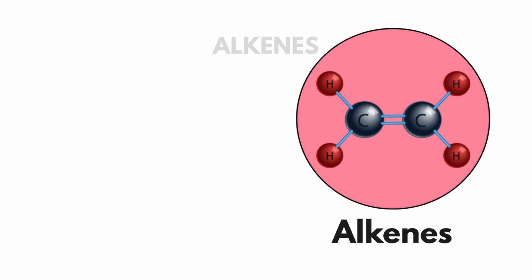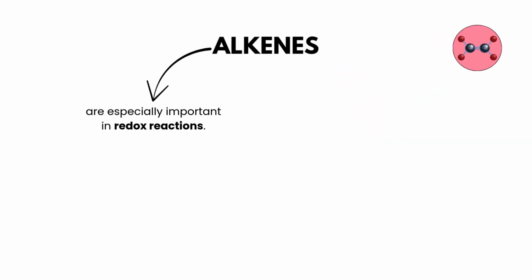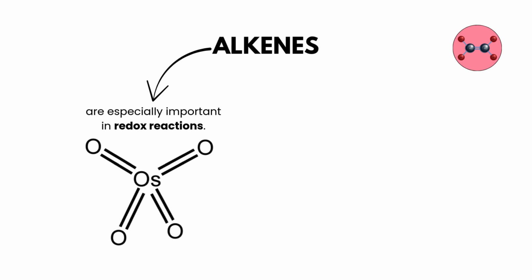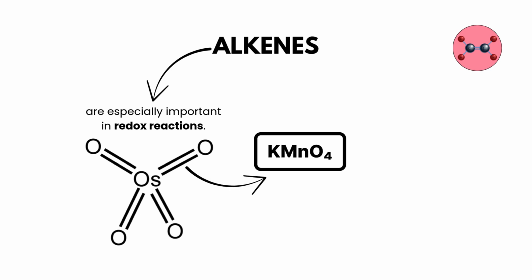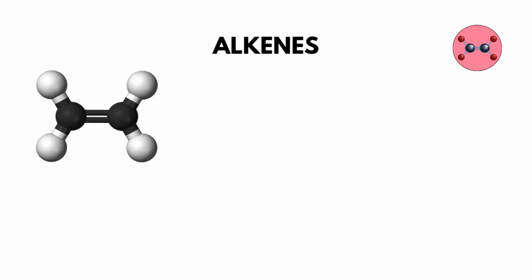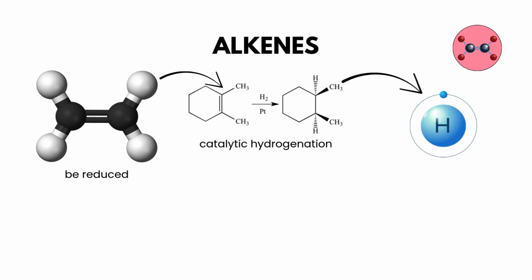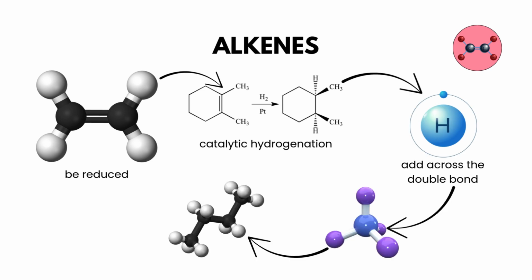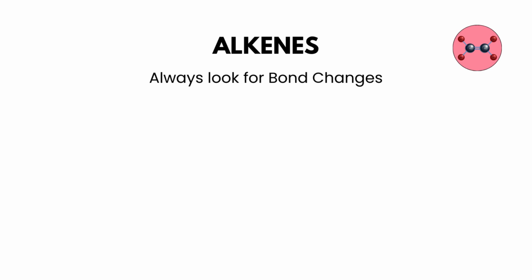Alkenes are especially important in redox reactions. They can be oxidized with reagents such as osmium tetroxide or potassium permanganate to form diols, which are molecules with 2 hydroxyl groups. On the other hand, alkenes can also be reduced. When you treat an alkene with catalytic hydrogenation, hydrogen atoms add across the double bond, and the molecule becomes an alkane. On the MCAT, always look for bond changes.